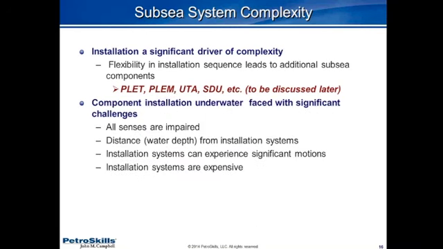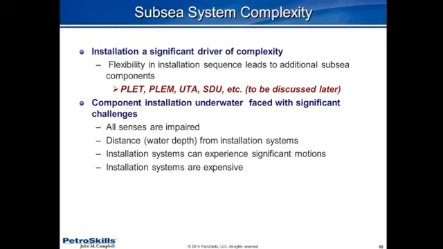Complexity is driven by component installation in the water. Some of the challenges are listed here. It's not possible to see in water depth over 300 feet or 100 meters where there is no light, so you have to bring your own light. People require protection. Divers, in fact, can only work at depths up to perhaps 300 meters, and that's such a hazardous activity that it's avoided as much as possible.